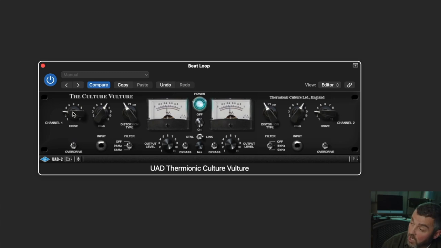What we have here is a drive amount, which is effectively the input gain dial, how much volume we're adding by pushing it through the Culture Vulture, and then bias. Now, what bias does is to change the amount of electrical current passing through to the tube in this unit.